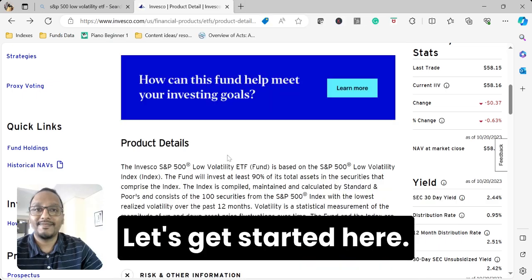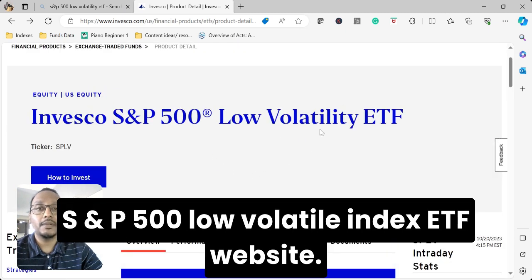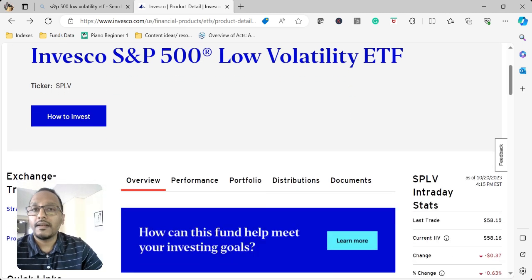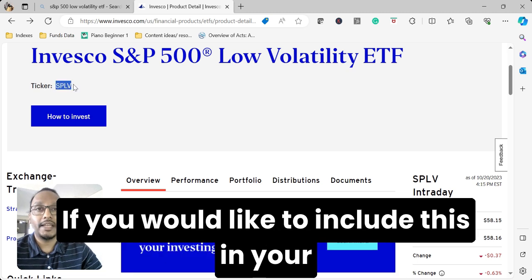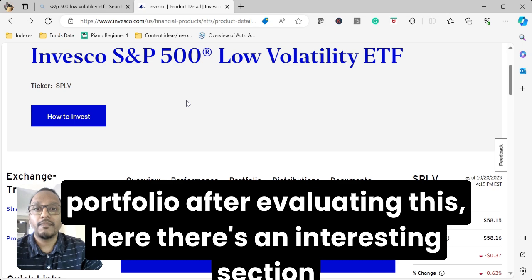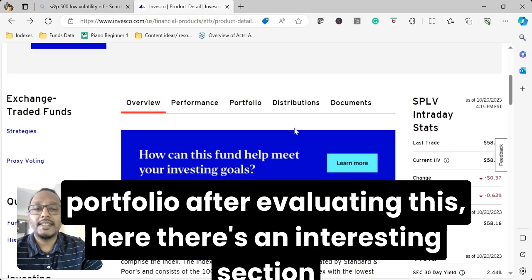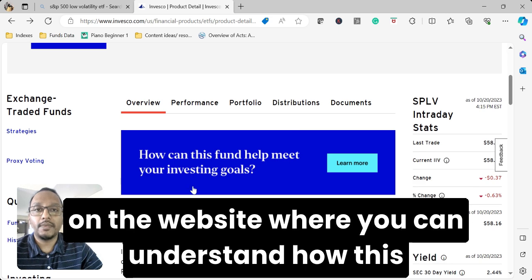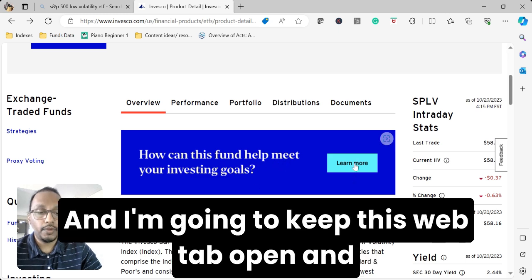Let's get started. Here right now I am on the Invesco S&P 500 Low Volatility Index ETF website. The ticker for this particular ETF is SPLV, if you would like to include this in your portfolio after evaluating this. Here there's an interesting section on the website where you can understand how this fund can help meet your investing goals. And I'm going to keep this web tab open.